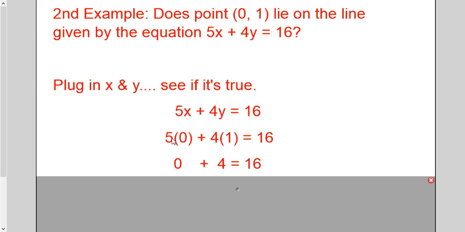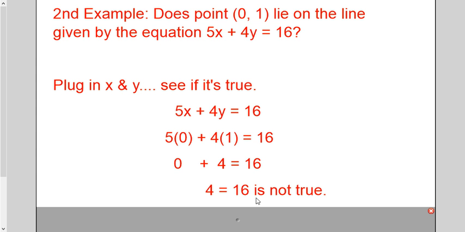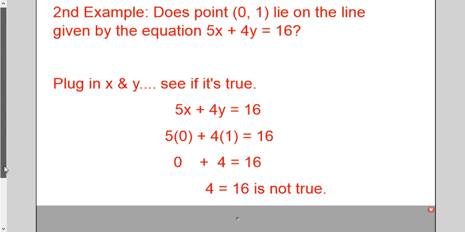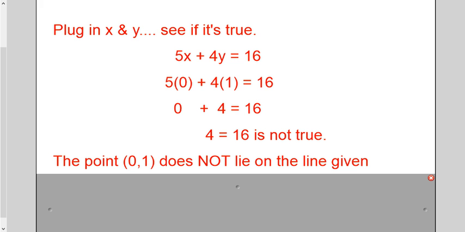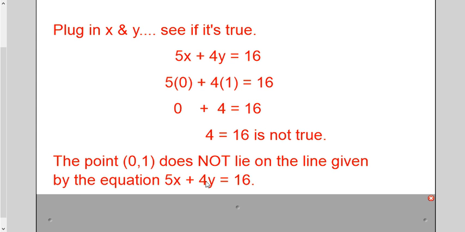Well, 5 times 0 becomes 0. 4 times 1 becomes 4. Does 0 plus 4 equal 16? No. So 4 equals 16 is what we'd have left. That's not true. So we would restate our question by saying the point (0, 1) does not lie on the line given by the equation 5x + 4y = 16.